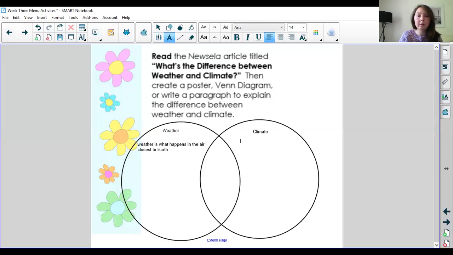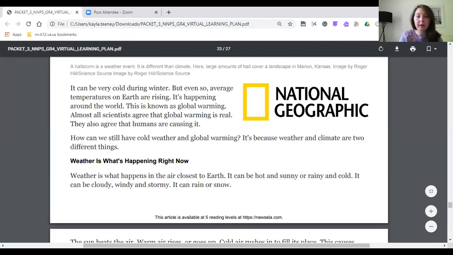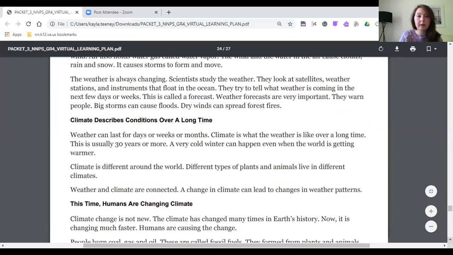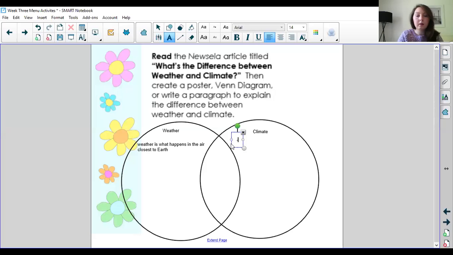Now, what about climate? What does climate mean? Well, let's go back to the article. Let's find the subheading where it talks about climate. Oh, here we are. Climate describes conditions over a long time. Climate is what the weather is like over a long time. So I'm going to write that under my climate section of my Venn diagram. What the weather is like over a long time.